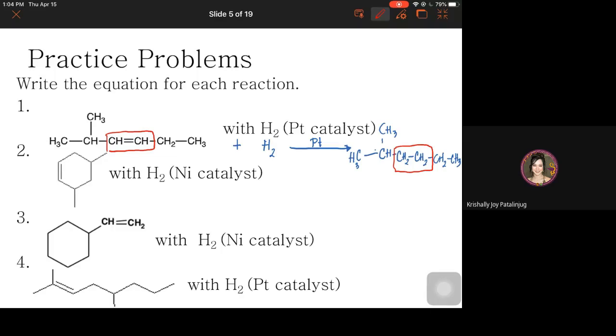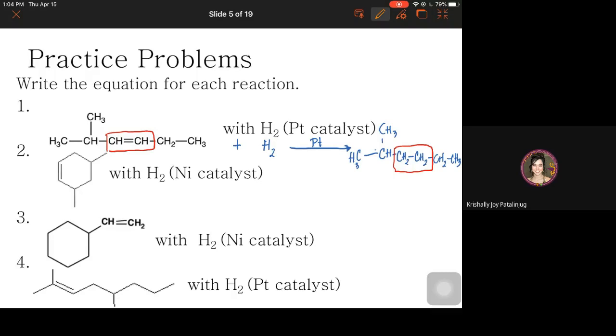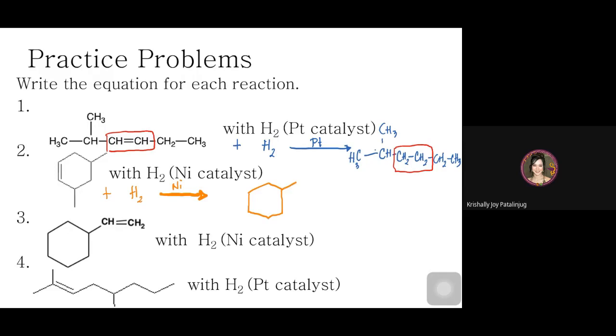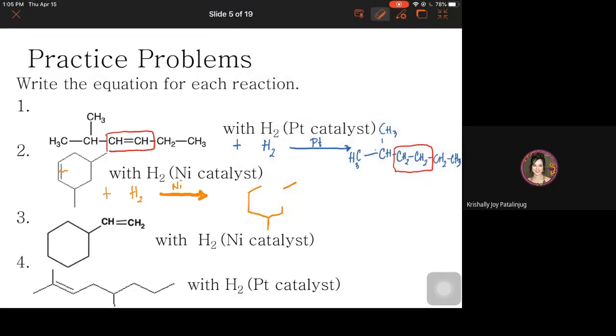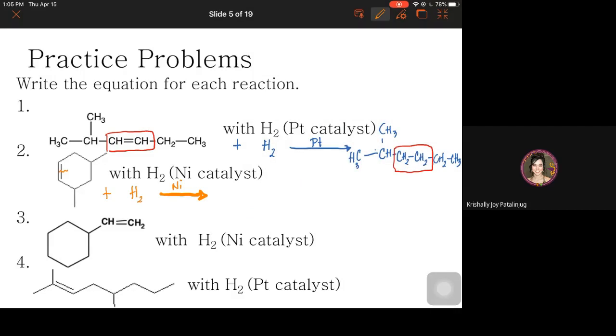Now, the second reaction. You have that alkene compound, a cycloalkene. Addition of hydrogen in the presence of a nickel catalyst. Since the given structure is skeletal, you simply erase the double bond. You simply break the double bond. Upon breaking the double bond, you are imaginarily adding hydrogen.